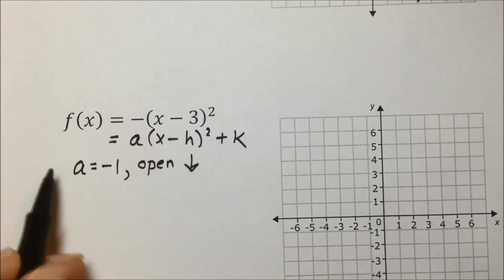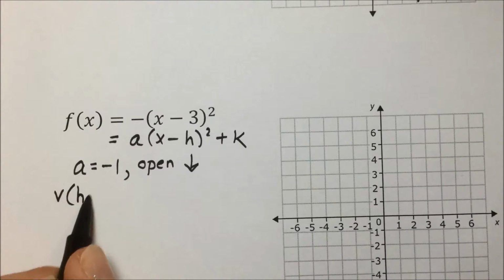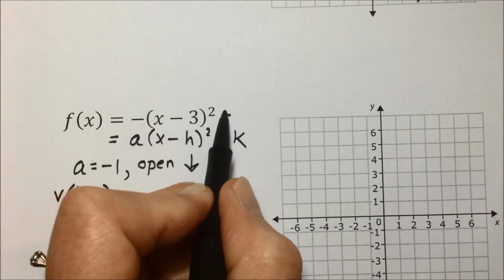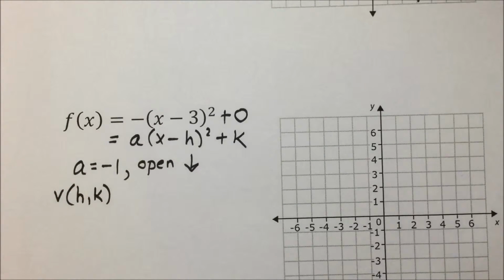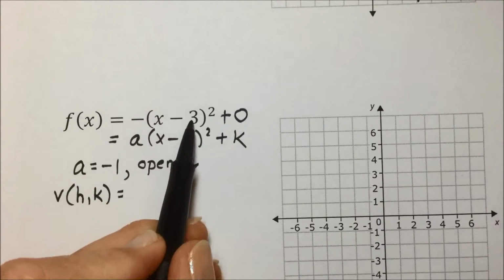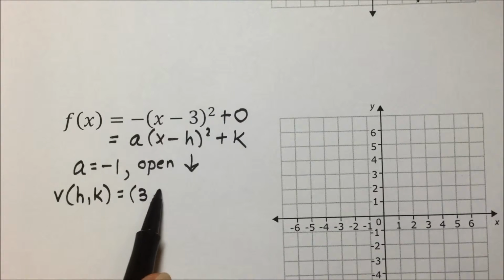When we compare our values, our vertex, which is h, k, there isn't a k, but we can put one without changing the value. We have an equivalent expression, is going to give us that our h is 3 and our k is 0.